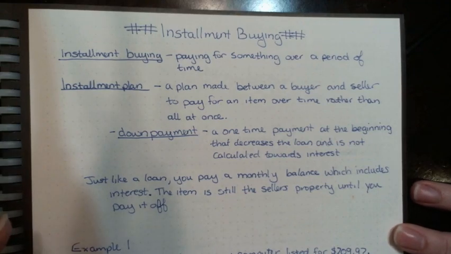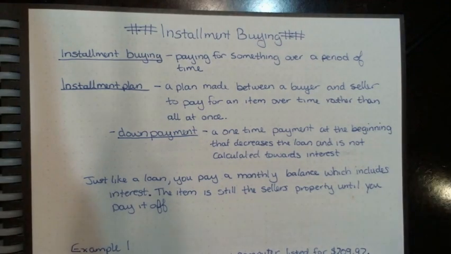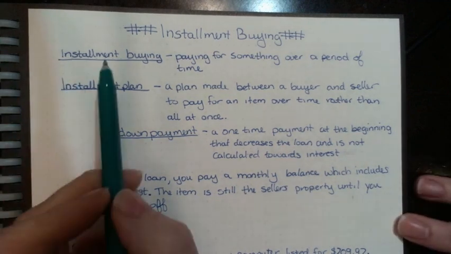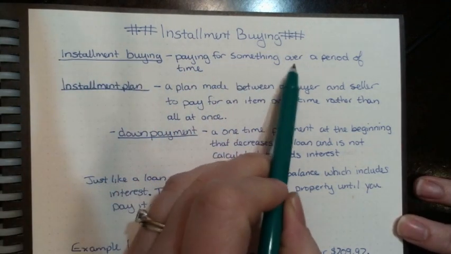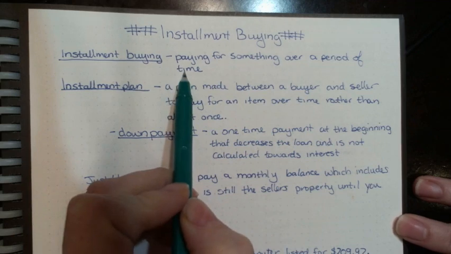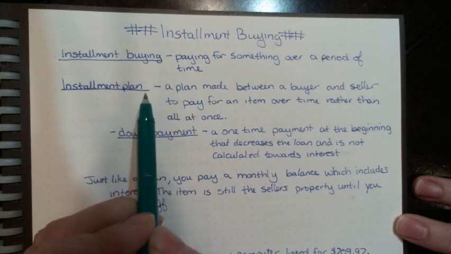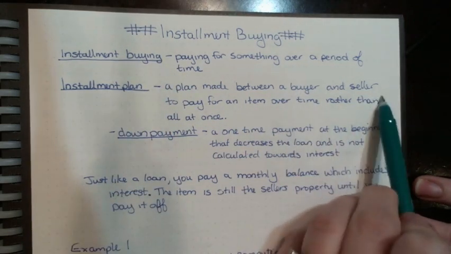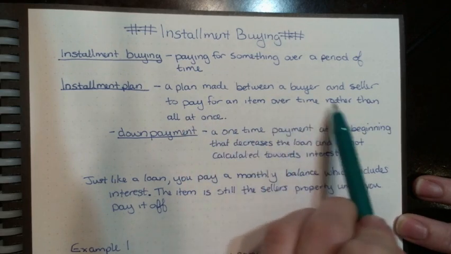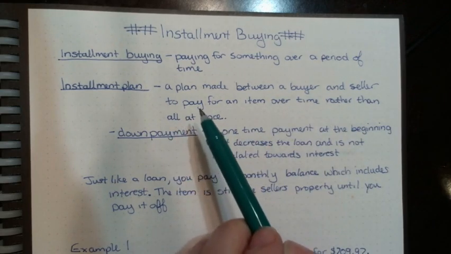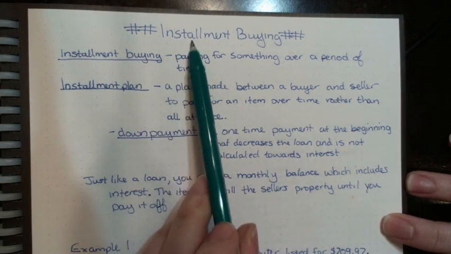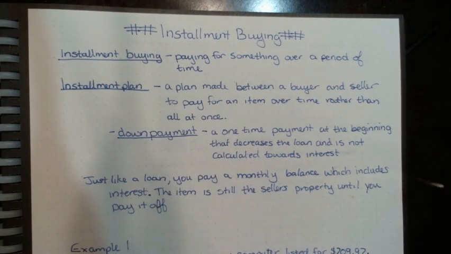All right, we're going to go over installment buying, which is another way of borrowing money. So, installment buying is paying for something over a period of time, just like a loan. And an installment plan is a plan made between a buyer and a seller to pay for an item over time rather than all at once. These are often done with larger purchases, but of smaller items.